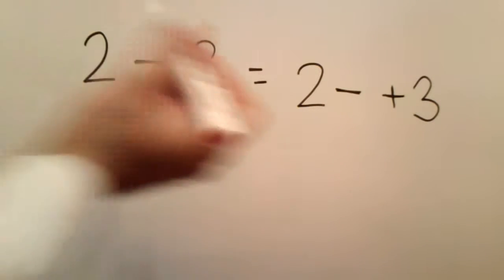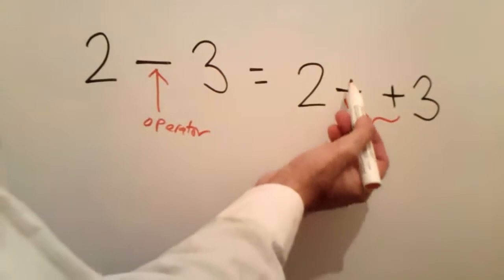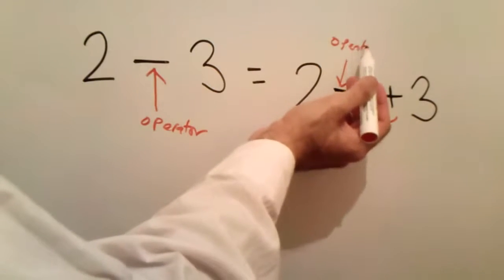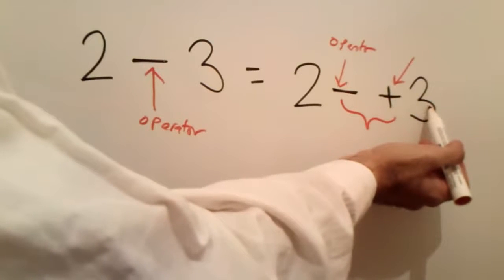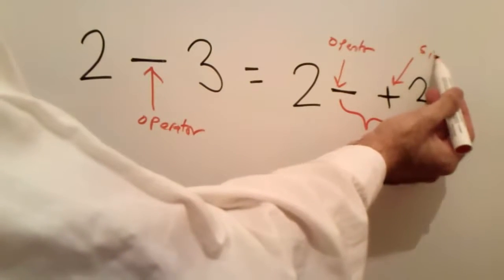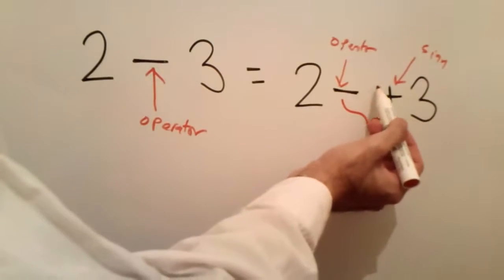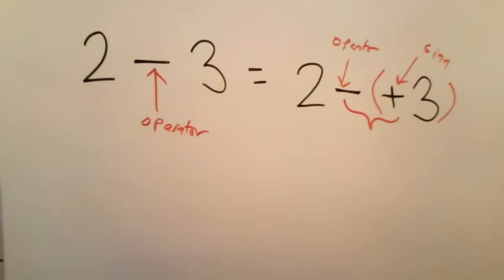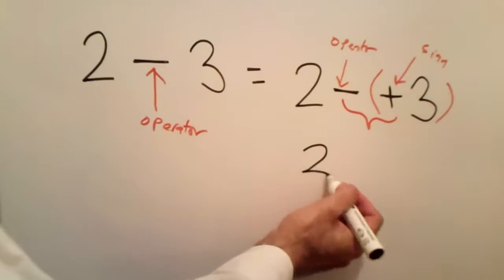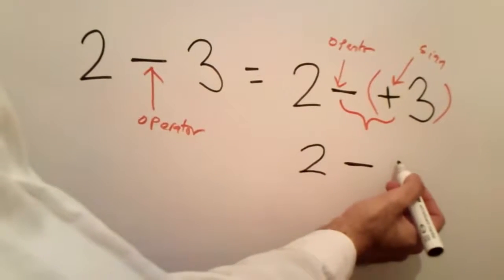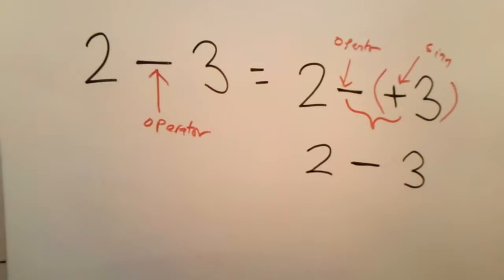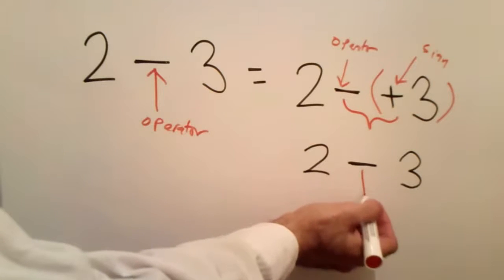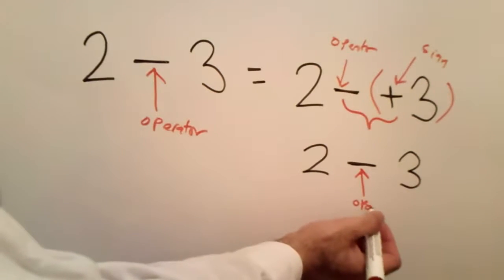So what we can do is, that's the takeaway or subtract operator, and that's the sign of our integer here, 3. Now when they touch each other, we get a negative. So it becomes 2 take away 3. So when they touch, we get a new operator. It's a takeaway.